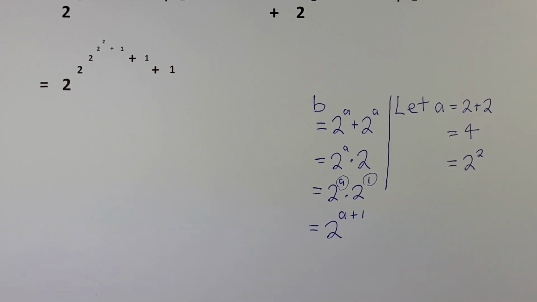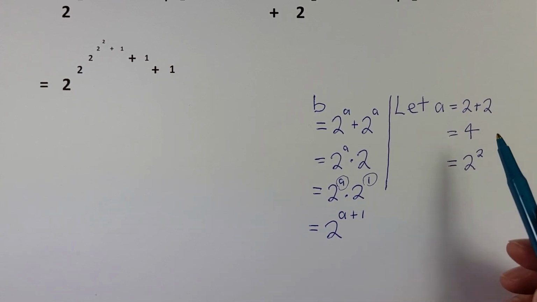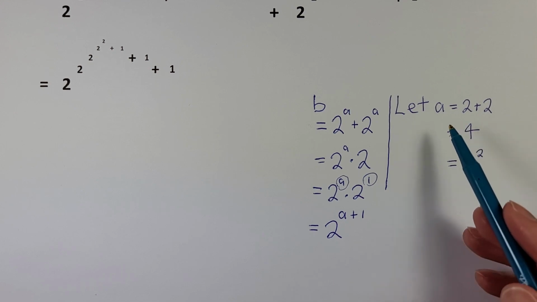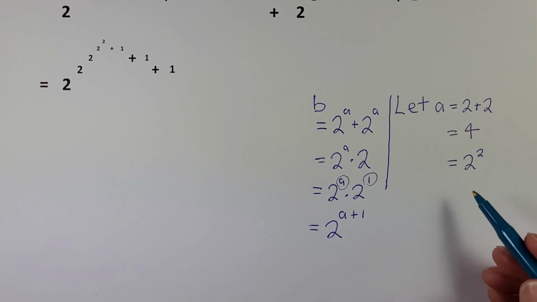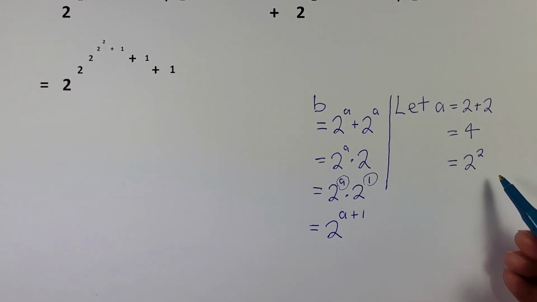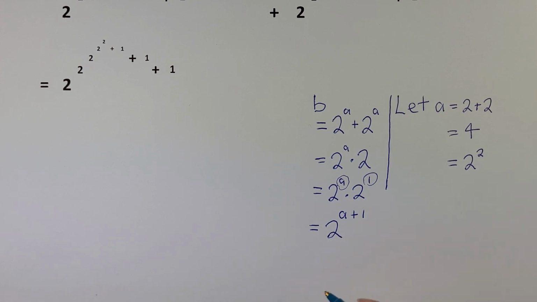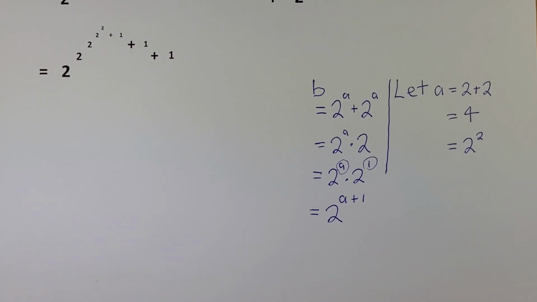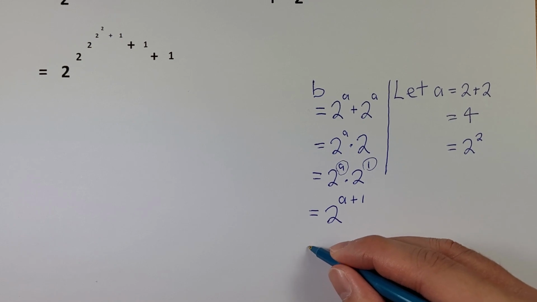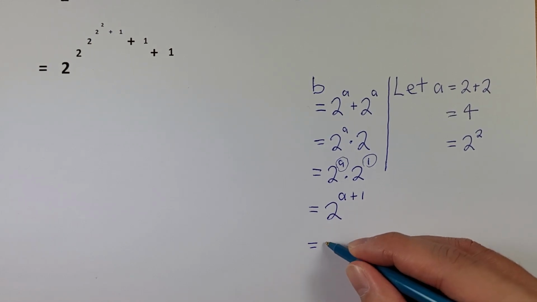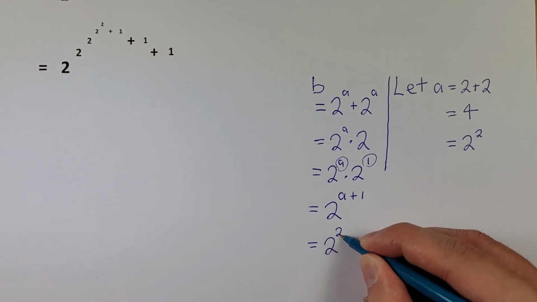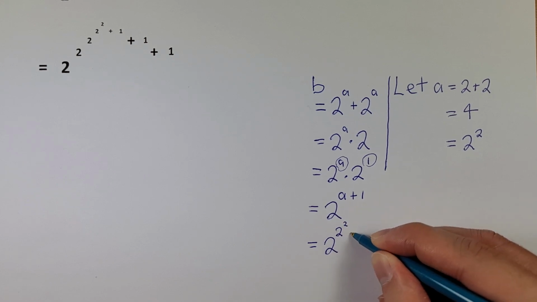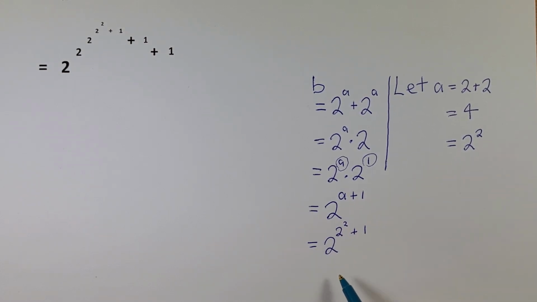Now, I'm going to make my first substitution. Remember that a equals 2 to the power of 2. So we can write this here. That is 2 to the 2 to the 2, plus 1. And this is our value for b here.